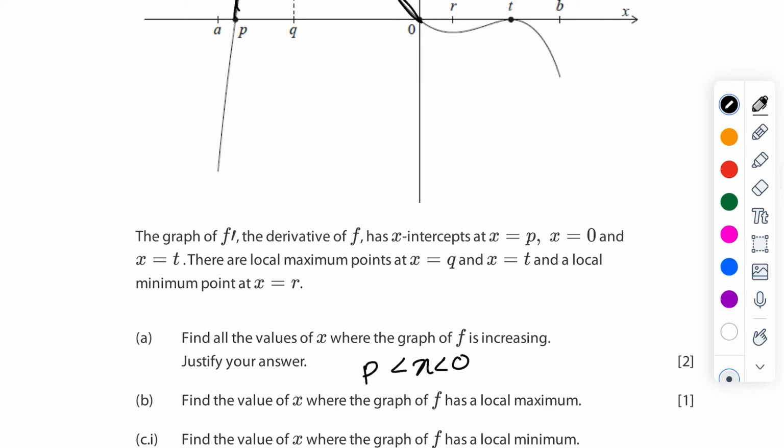Find the value of x where the graph has a local minimum value. Local minimum value is going to be nothing but what over here? Find the value of x where the graph f of x has a local minimum value. That was local maximum value, x equals 0. Now coming to local minimum value.